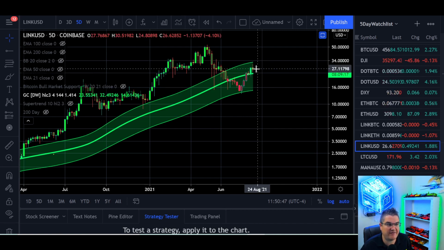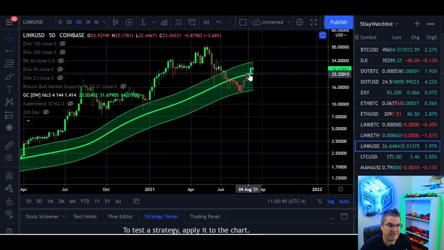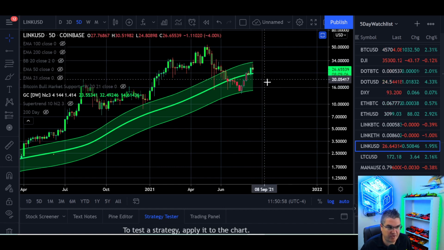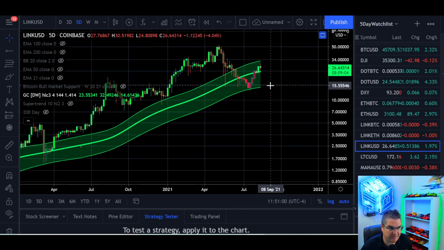More often than not, it doesn't always play out, but as you break the median line going to the upside, you're often going to test that top line before coming back down or breaking back through it the other way, right?